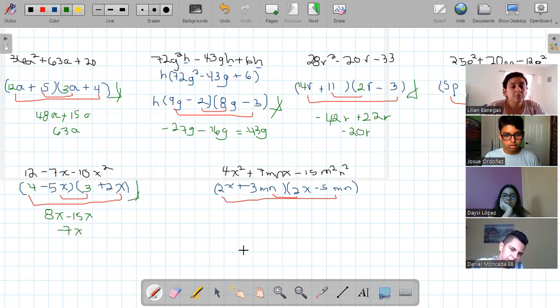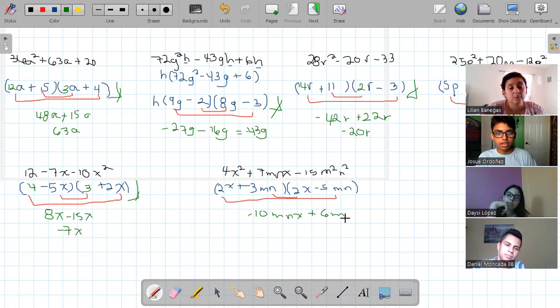Okay, now 2 times negative 5, negative 10 mnx. The variables go in alphabetical order. 3mn times 2x, positive 6mnx. Negative 10mnx plus 6mnx is negative 4mnx. Do I have that in the middle?